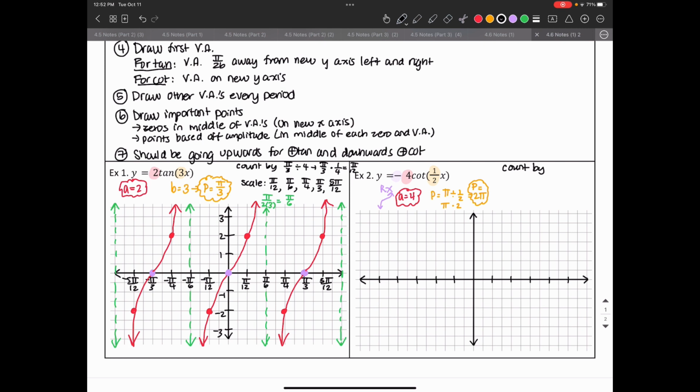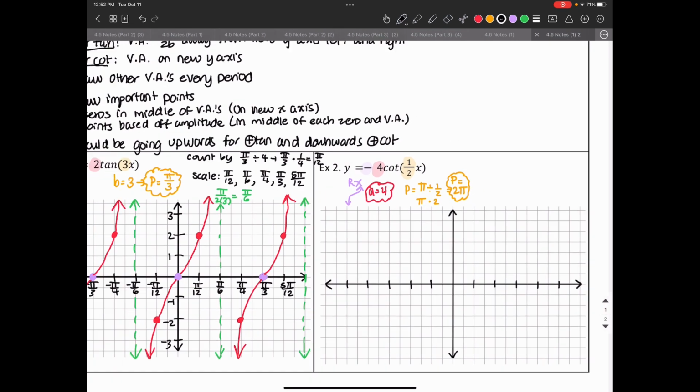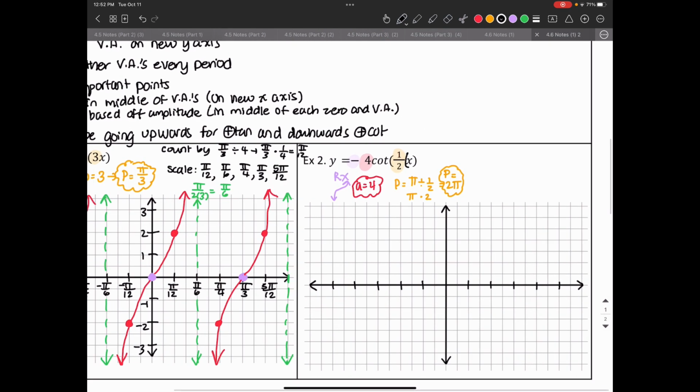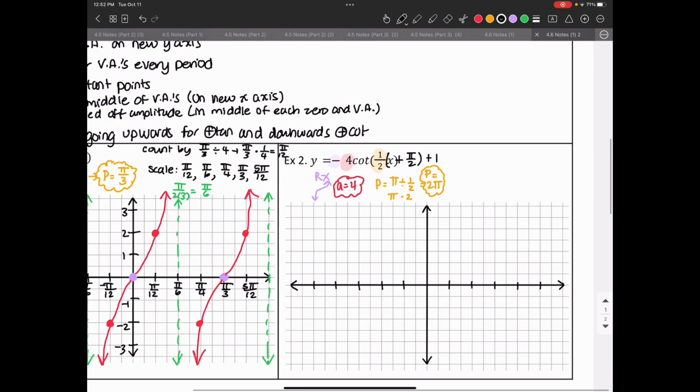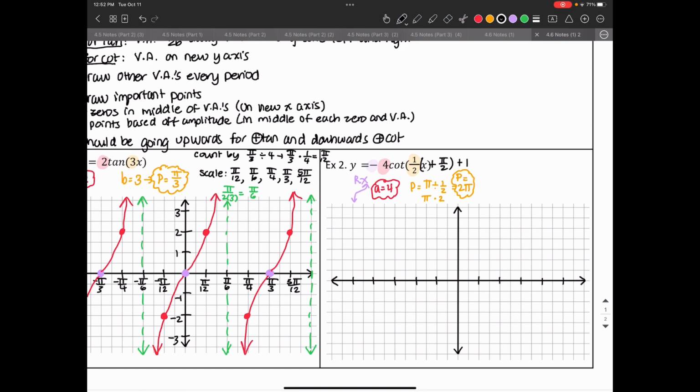Oh wait, you had additional stuff on your thing. So let me fix this. I added stuff, right? So this should be x plus pi over 2. And then I have plus 1. Okay, I'll fix that later. But I know for the period, I'm going to be counting by pi over 2.